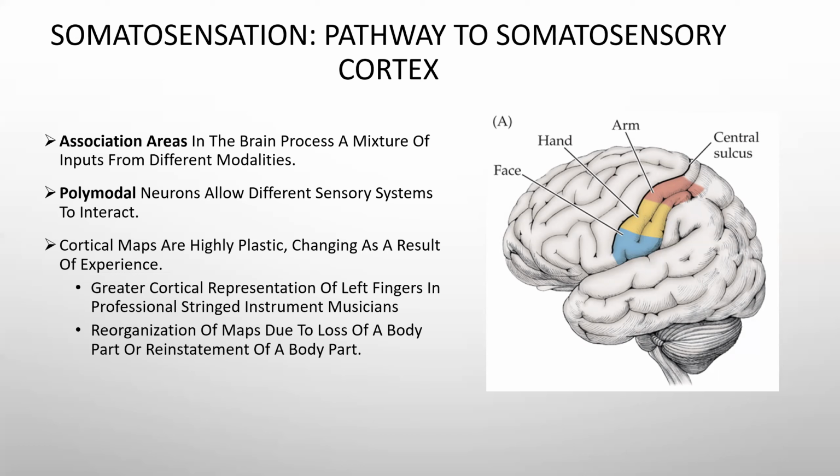Cortical maps are highly plastic, which means they change, and they often change as a result of experience. I'll give you a couple of examples. Individuals who play guitars or violins, things like that, might see a greater cortical representation of their left fingers when they're playing on those strings.